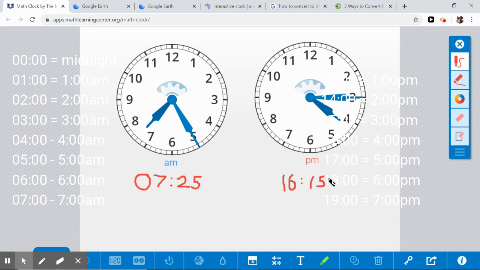What you can do if you're finding it hard to add 12 is just count from here: 12, 13, 14, 15, 16. So challenge 1 today is to convert between AM and PM times and change them into 24-hour digital times. That's if you want some extra practice.